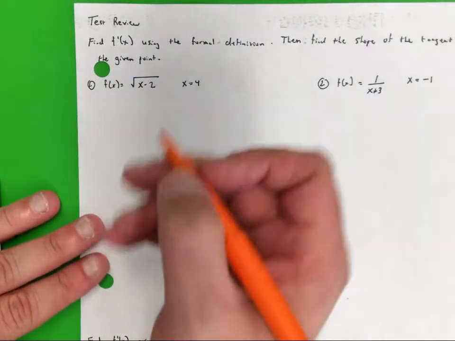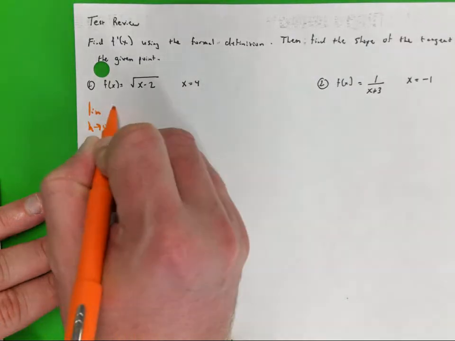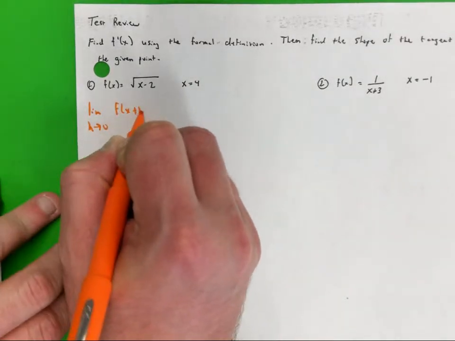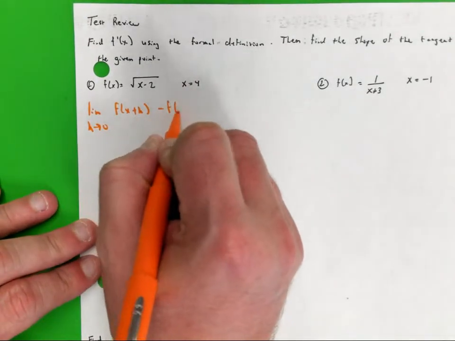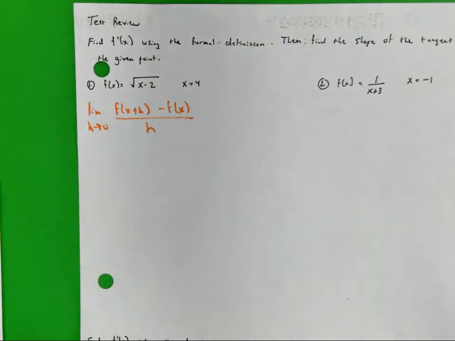All right, so let's look at number one. What's our formal definition? The limit as h approaches 0 of f of x plus h minus f of x over h. You will not be given that formula tomorrow. You need to know that by heart.